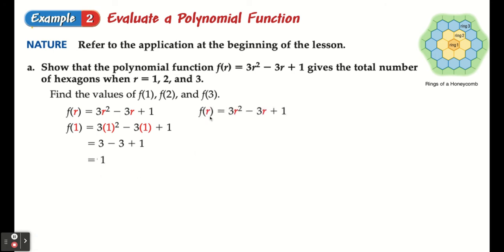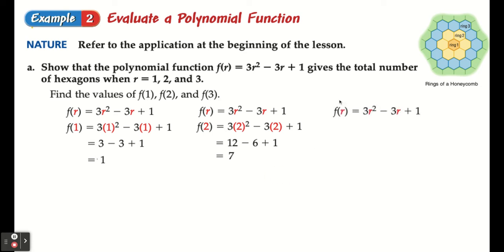Again, we're going to do f of 2 now, so we're going to substitute r with 2. So we're going to do 3 times 2 squared. So 2 squared times 3 is 12. 3 times 2 is 6. And then that's going to give me 7.